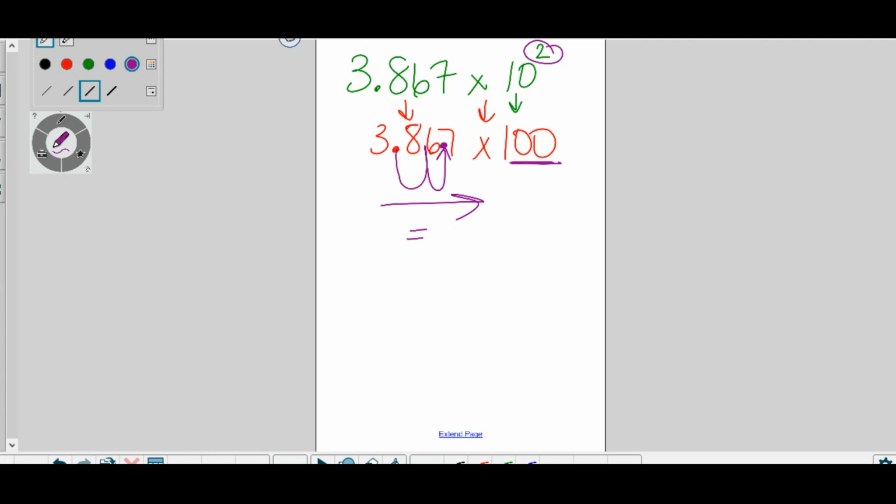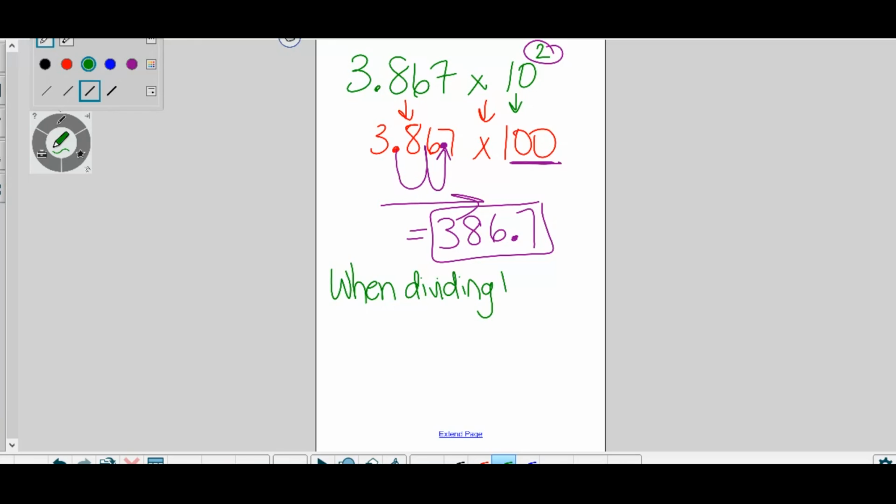So now my answer looks like 386.7. Since we were multiplying, we move to the right. Now when we're dividing, let's go back to green. When dividing by powers of 10, we move the decimal point to the left.